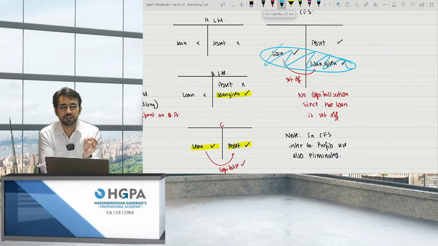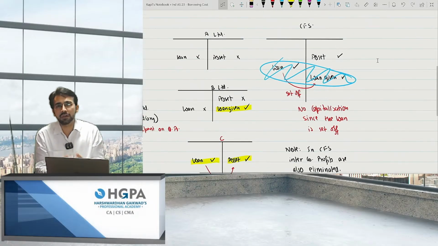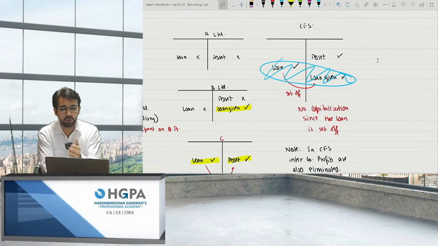So in consolidation, there will be no capitalization, because in CFS, intercompany profits or intercompany loans or any assets exchanged between them will get eliminated in consolidated financial statements, and therefore there is no loan left, and therefore the asset will be self-constructed, but there is no loan and no amount will be capitalized.